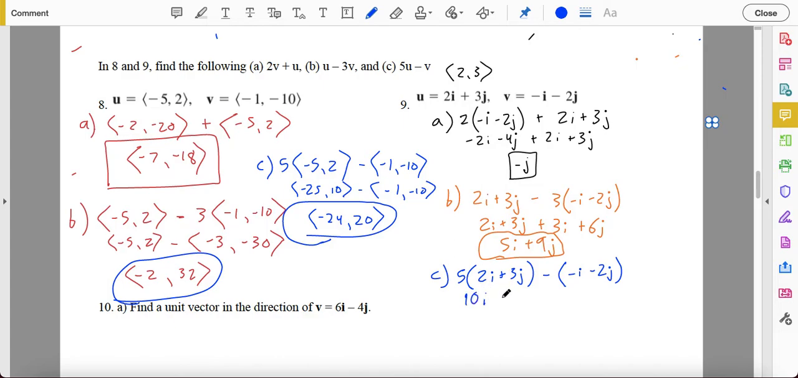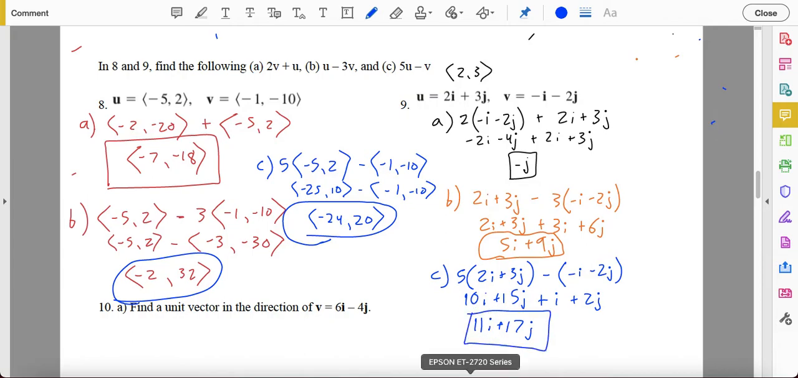So we've got 10i plus 15j plus i plus 2j. We combine like terms. 10i and i become 11i. 15j and 2j make 17j. So 11i plus 17j. All right.